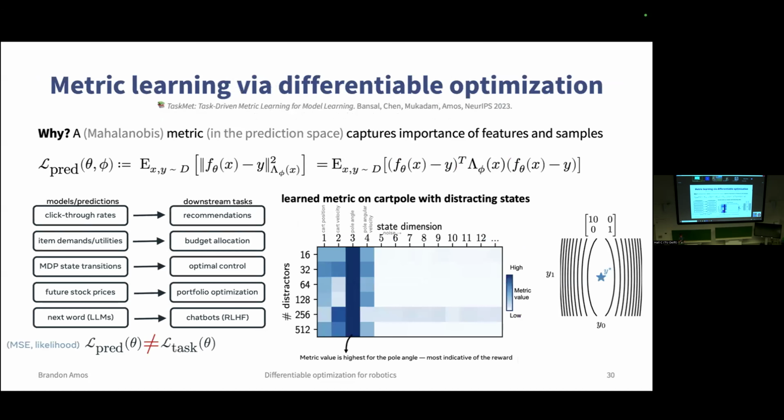I had another related project on metric learning with differentiable optimization as well, which is trying to learn a metric in the prediction space for learning dynamics and in some other settings. This was a NeurIPS paper from last year that you can check out and ask me about later.